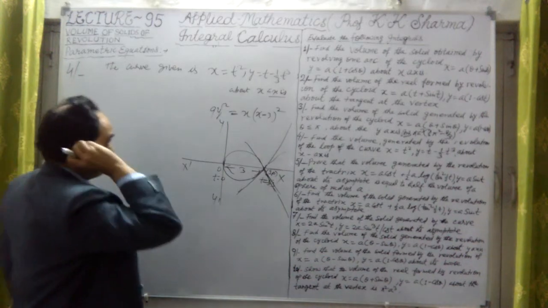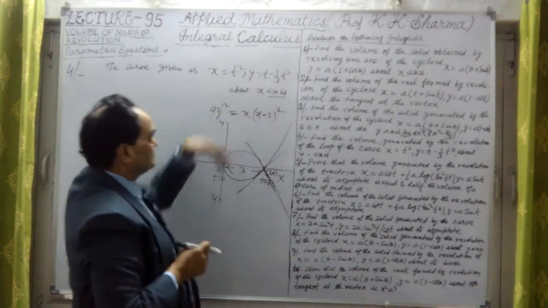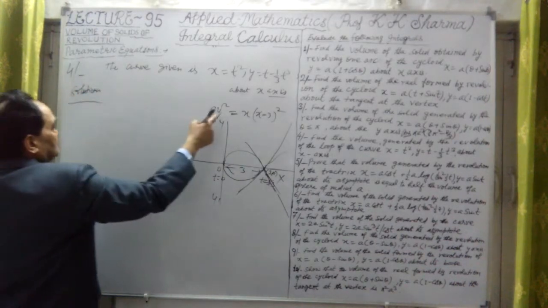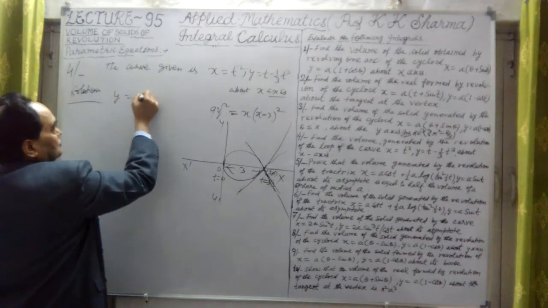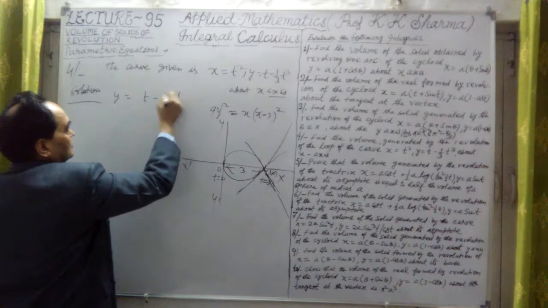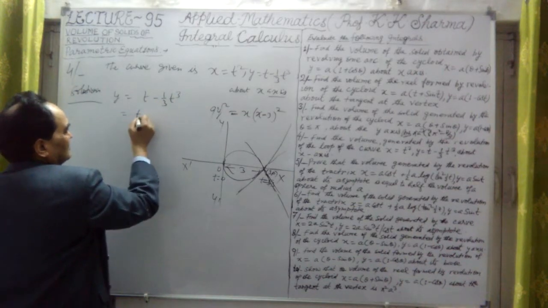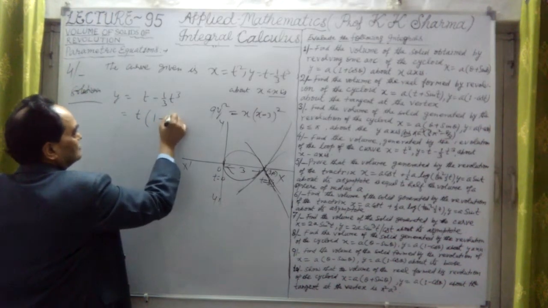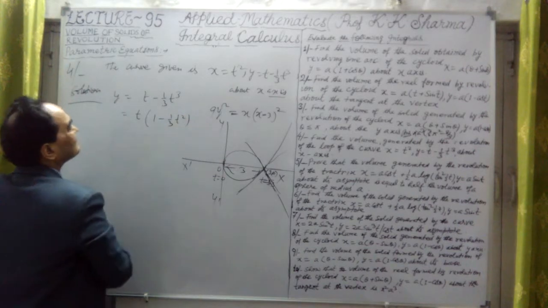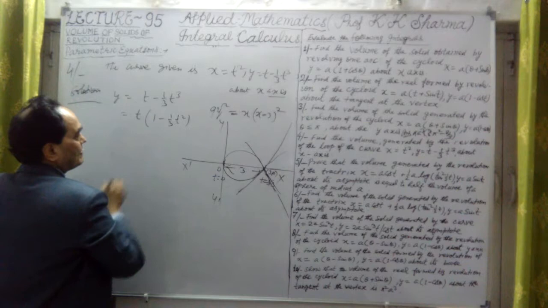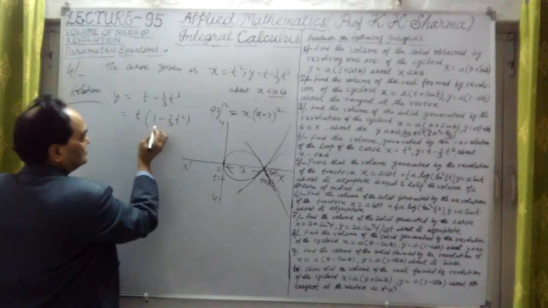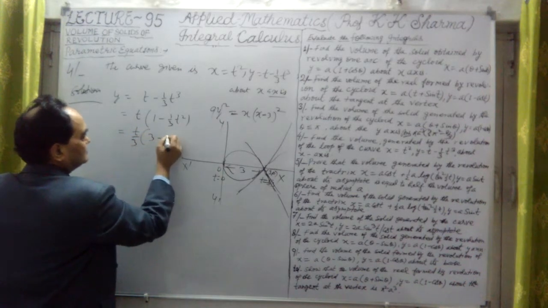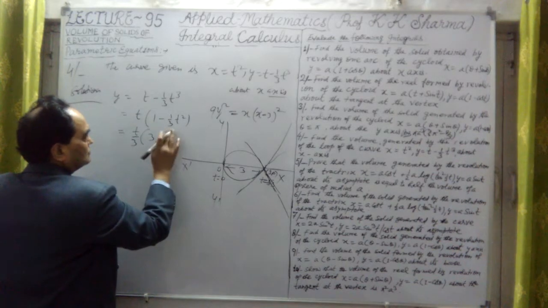Okay, and now let me convert this equation into Cartesian form. Here y is equal to t minus 1/3 t cube. If I take t common, it is t times (1 minus 1/3 t square). Now if I take the LCM of 3, it will come as t upon 3 times (3 minus t square).